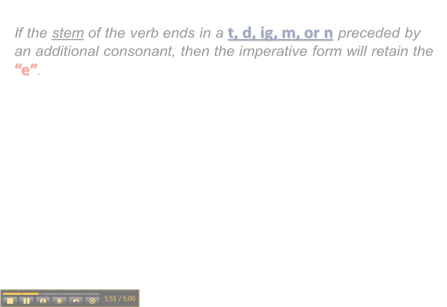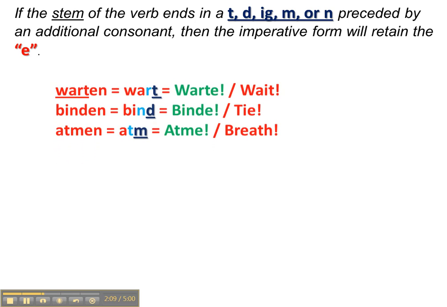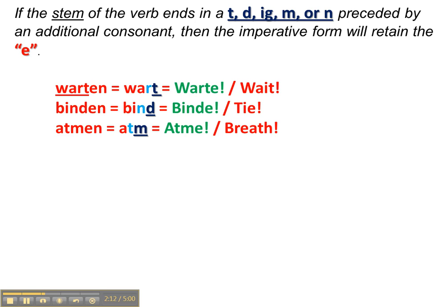Okay. Another thing to watch out for in this du form of the imperative is if the stem or root of the verb ends in a t, d, l, g, m, or n preceded by an additional consonant, then the imperative form will retain the e. So for example, in the verb warten, you take the en off, it ends in a t, and that t is preceded by an r. So in this case, you're going to keep that e. Instead of saying wart, you're going to say warte.